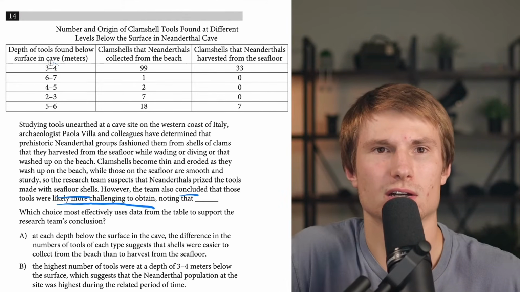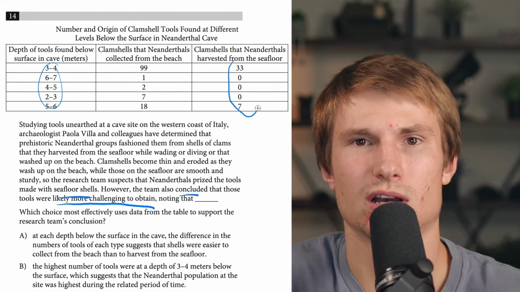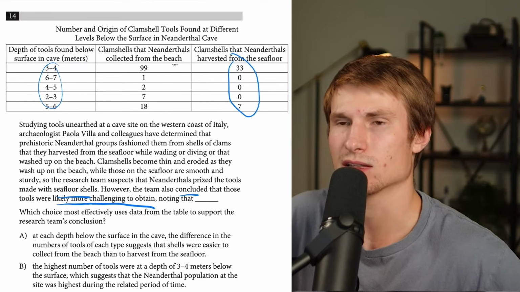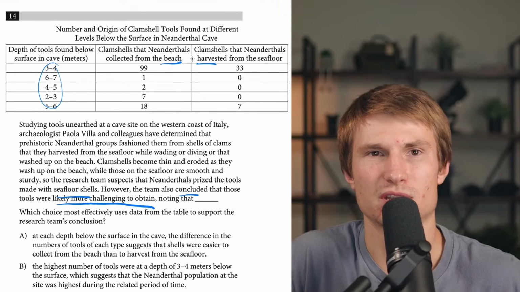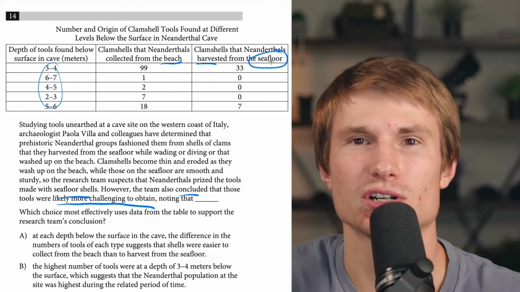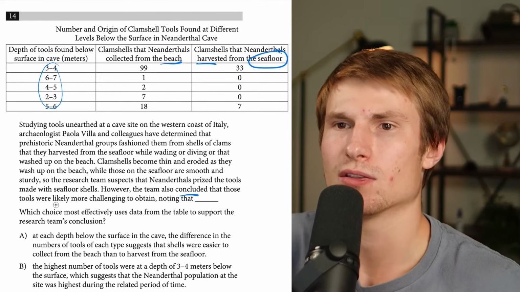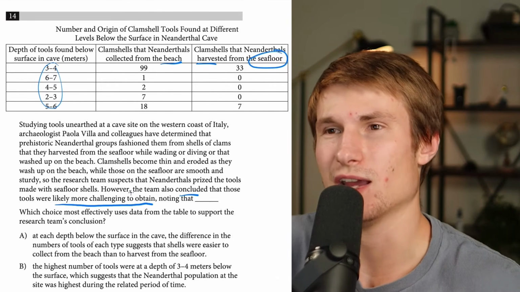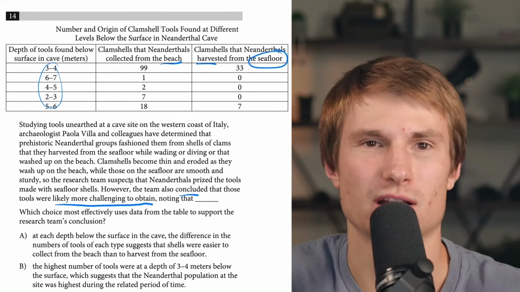So we've got our depths here, clam shells. I see that all of these values in this right column are less than the left column. Okay, so there are fewer clamshells harvested from the seafloor than from the beach, even though it said that the seafloor ones are more useful. So you'd expect them to try harder to get the seafloor ones. So presumably then, go down to our conclusion, right? The seafloor tools are likely more challenging to obtain. That would make sense since there are fewer of them, even though they're more useful. They would have to be harder to obtain in order for that logic to make sense.